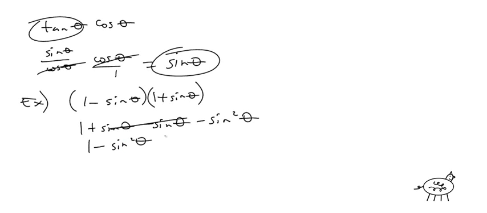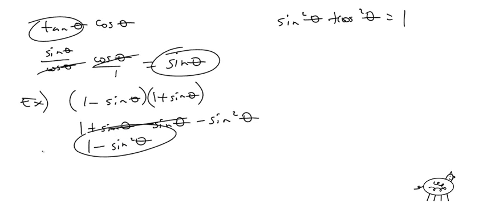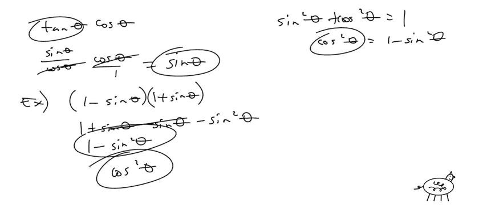Now, I'll tell you, math fans, not a bad idea is to start having those identities memorized or write them out. So if I said sine squared of theta plus cosine squared of theta equals 1, how can I manipulate 1 minus sine squared? Well, can't I just subtract sine squared? And so I get cosine squared of theta equals 1 minus sine squared of theta. Okay, so we've just simplified that to cosine squared of theta.